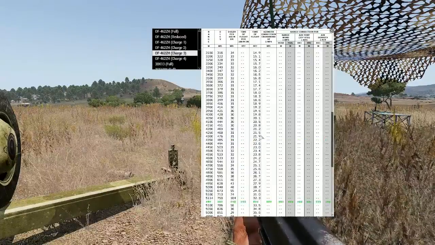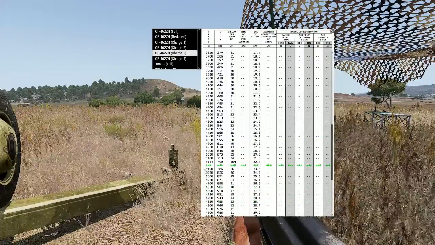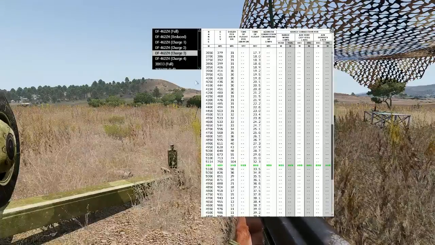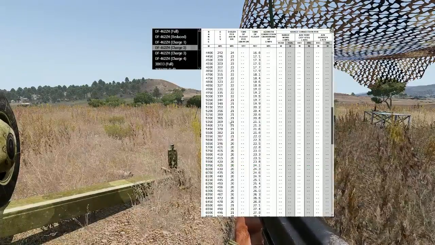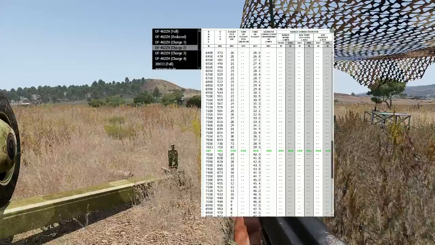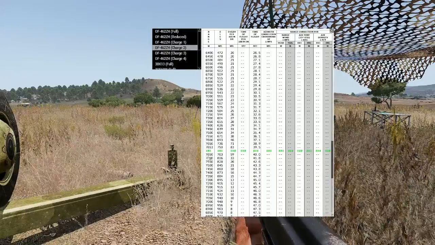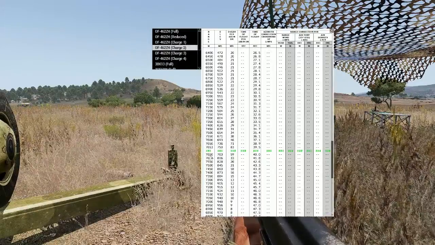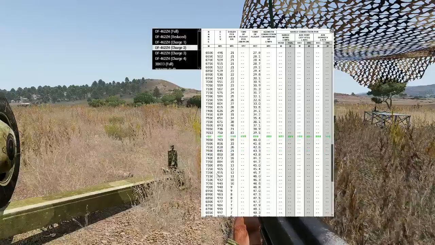So we go to charge 3. You see, charge 3 goes only at high angle to 5,100. So we need probably charge 2. Yes, that should be fine. Yeah, charge 2 goes at high angle to 6,650. But we want to go to what?